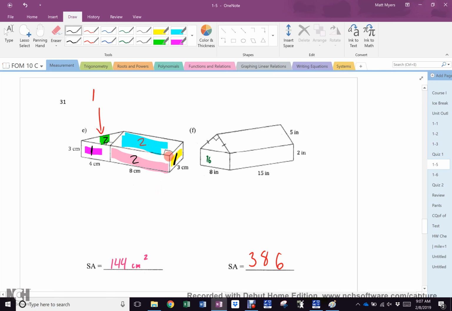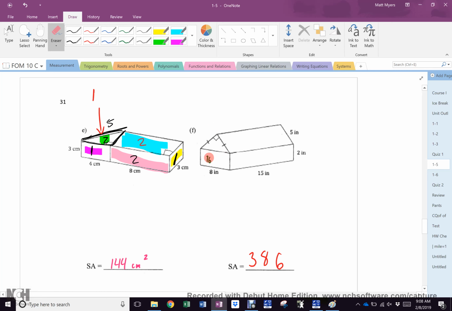This guy is 8 by 3. There's 2 of them. This guy is 8 by 3. There's 2 of them. This guy is 3 by 3. There's 1 of them. This guy is 3 by 4. There's 1 of them. This back guy is 3. This is 5 because of Pythagoras. So that is 3 by 5. And this triangle is 4 by 3 divided by 2 times 2. So it's just 4 by 3. Then you add it all up. Everybody good?